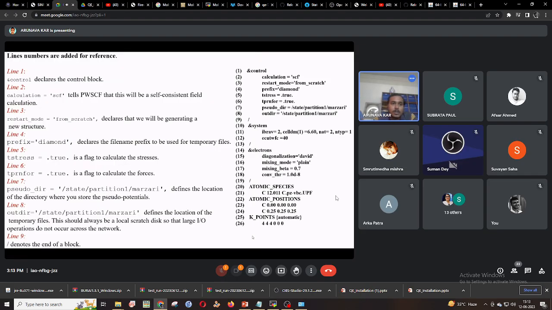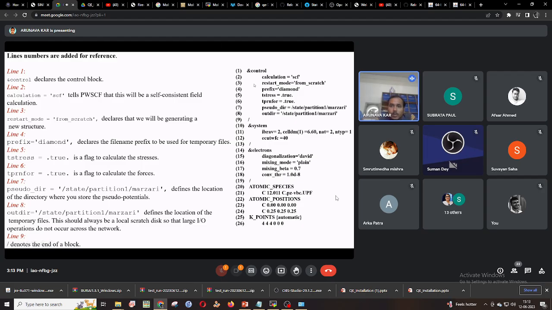Now come to the line numbers, what is it saying. Let's try to understand it one by one. Line 1 says it's a control. It declares the control block, through which the system will control what you want to do for the calculations.